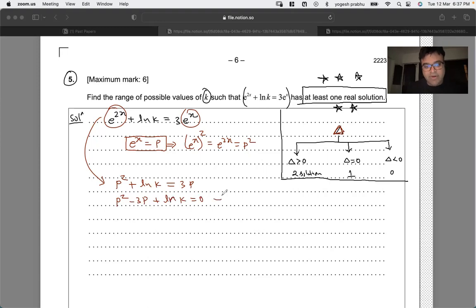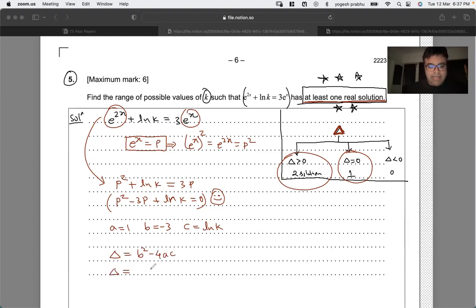Very happy because you know what? We got the quadratic equation. And now we should be looking for the delta. And for at least one real solution, it can be either greater than 0 or equal to 0. So we can find delta from here. Well, for this quadratic equation here, a is 1, b is -3, and the constant here is ln k. And to find delta, it is b square minus 4ac. Well, so delta is equal to b square, which is 9, minus 4ac. Let's do that. Minus 4, a is 1, c is ln k. So that's the value of delta.